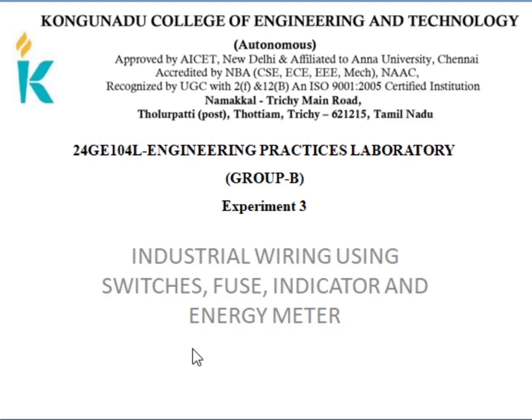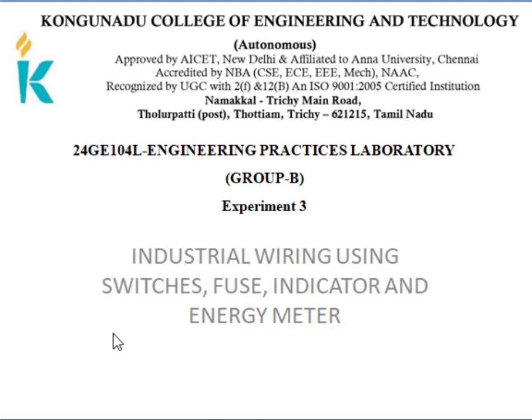In residential house wiring, we use only a single phase power supply. In single phase, two lines will be there: one is a phase line and another one is a neutral line. In industrial wiring, a total of 4 lines will be used. Of those 4 lines, 3 are the main phase lines R, Y, B, and one is a neutral line.